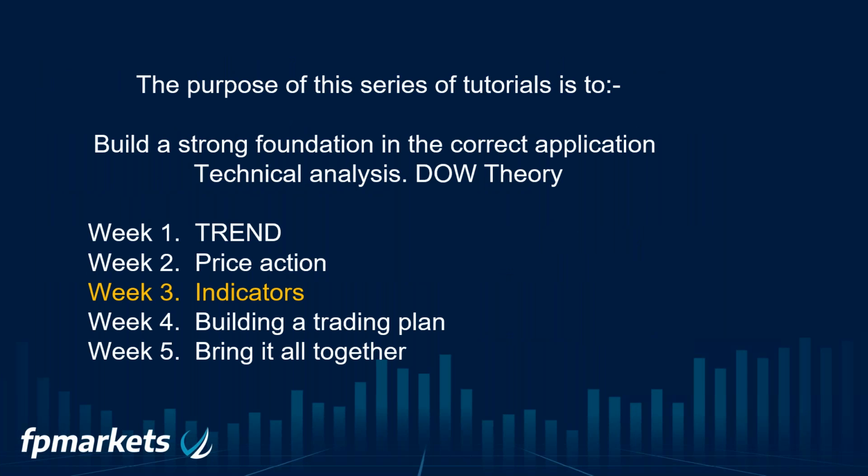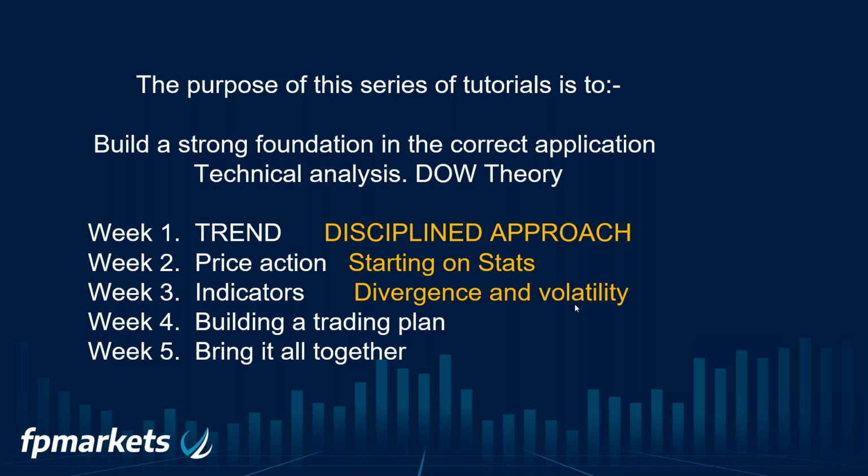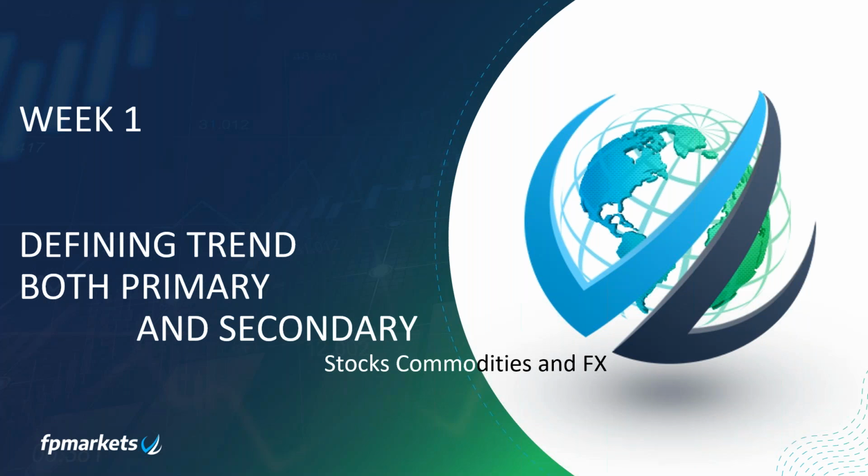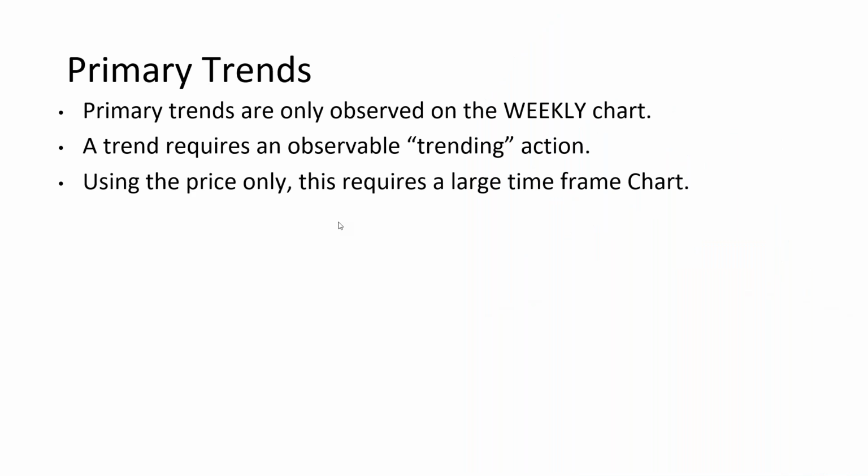So this week we're looking at indicators. Week one was based around trend, and week two price action. This week indicators, and next week we'll be looking at building a trading plan around that. As I mentioned, week one was about defining the trend. Just as a reminder, primary trends are only observed on the weekly chart. You cannot find a primary trend on a daily chart. You are truly wasting your time trying to build an analysis picture on your daily charts.